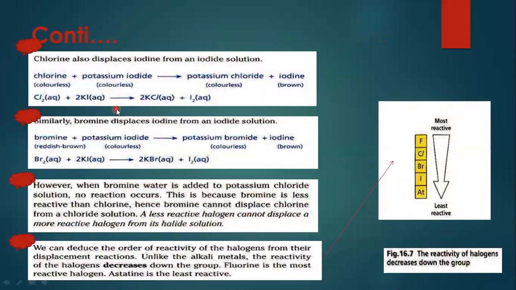Next we further discuss this point by taking some other examples. Chlorine also displaces iodine from an iodide solution. If you look here, chlorine is at the top, then bromine, then iodine, and then astatine. Here the reactivity order is also represented. The reactivity decreases down the group.